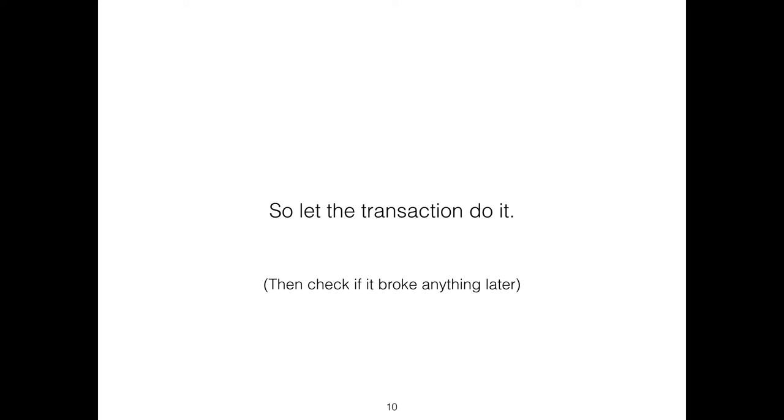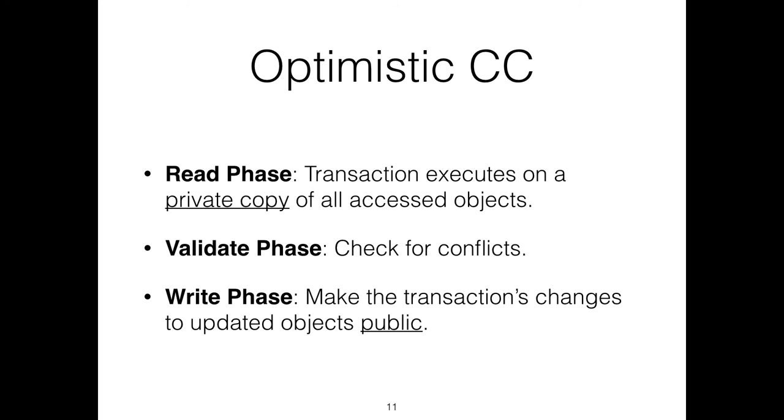check once it's ready to commit, check to see if it broke anything, and if it turns out that the transaction broke something, well, just pretend that the transaction actually aborted. And this is what's called optimistic concurrency control. We're optimistic because we're going to assume that we can predict the future. We're going to assume that nothing will go wrong.